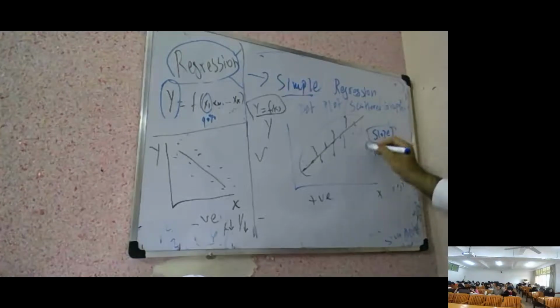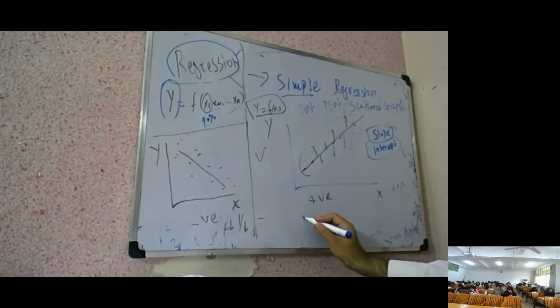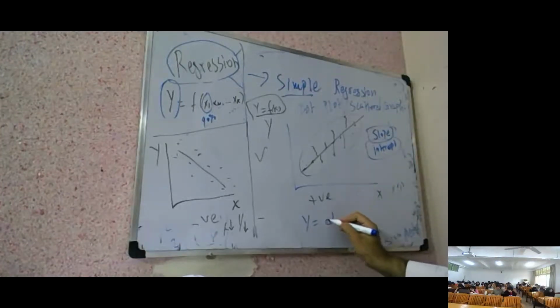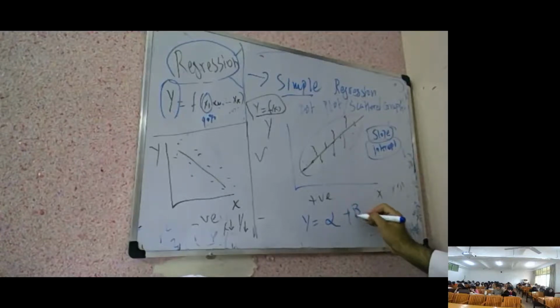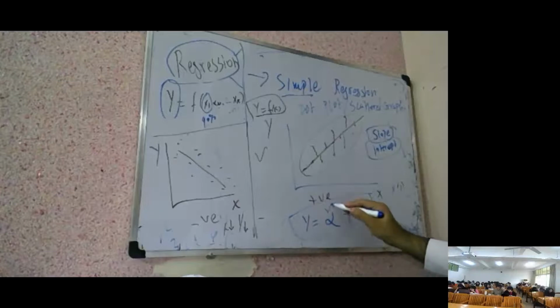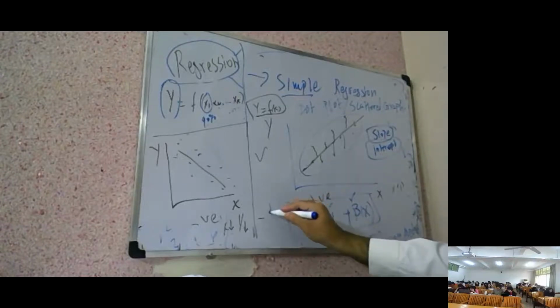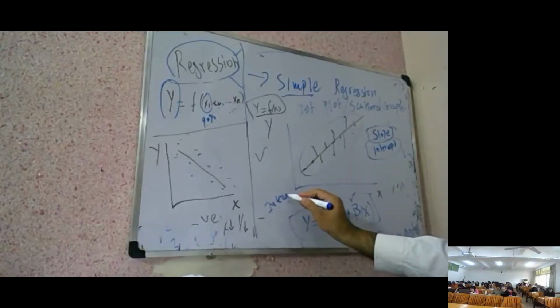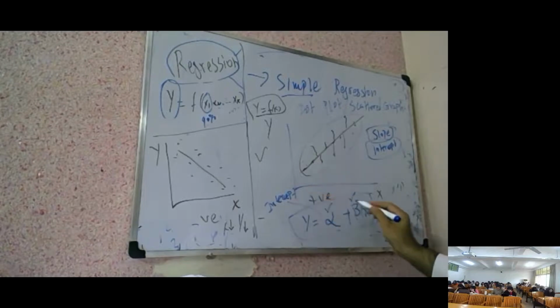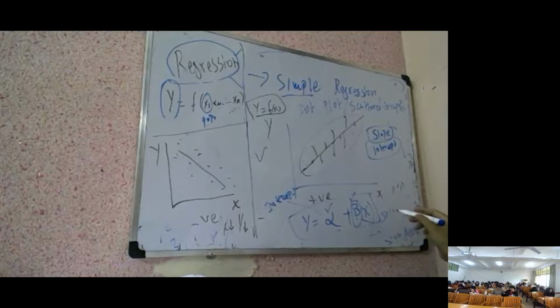And for that, we have this linear equation. We have y equal alpha plus beta x. This is our linear relation. So first we need to find out alpha and beta, because alpha is the intercept. What is intercept exactly? I will tell you in a while. And this is beta. How do we interpret? Beta is the slope.